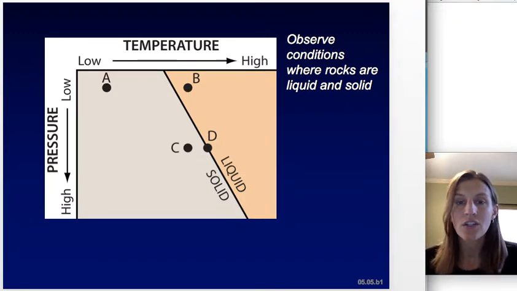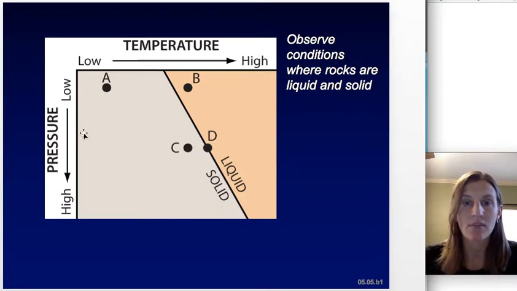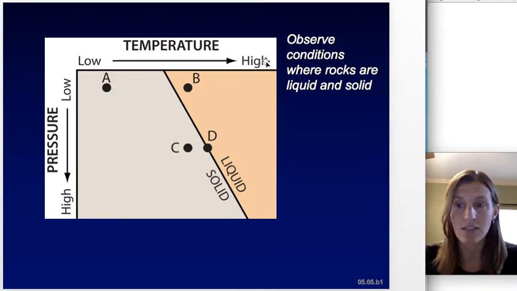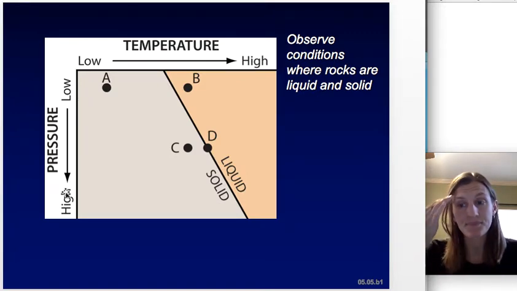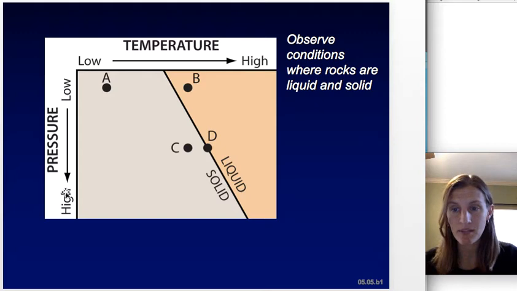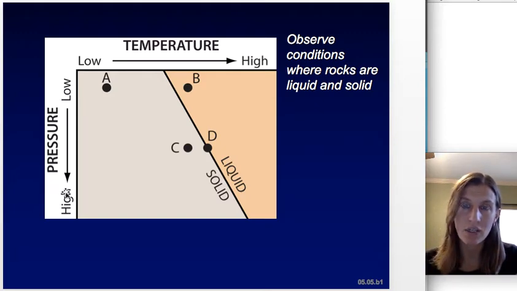Okay, here you're looking at a pressure and temperature diagram. Temperature is increasing off to the right, I think it's to the right for you as well. And pressure is increasing as you go down. We always make pressure increase downwards on these graphs because that's what's happening in the Earth, so we think of it as increasing downward.